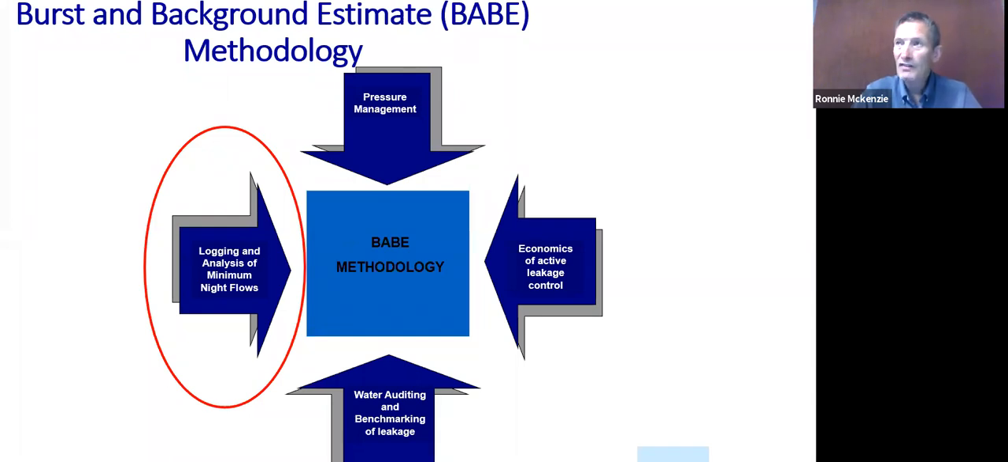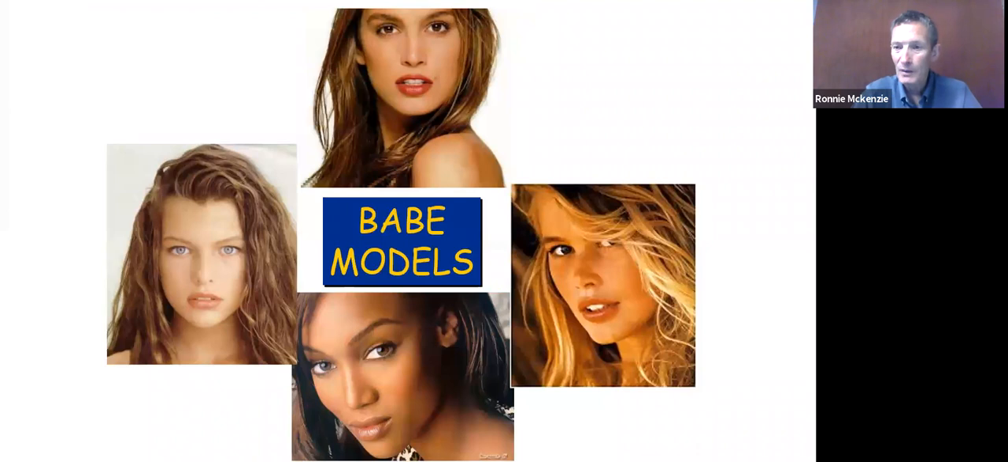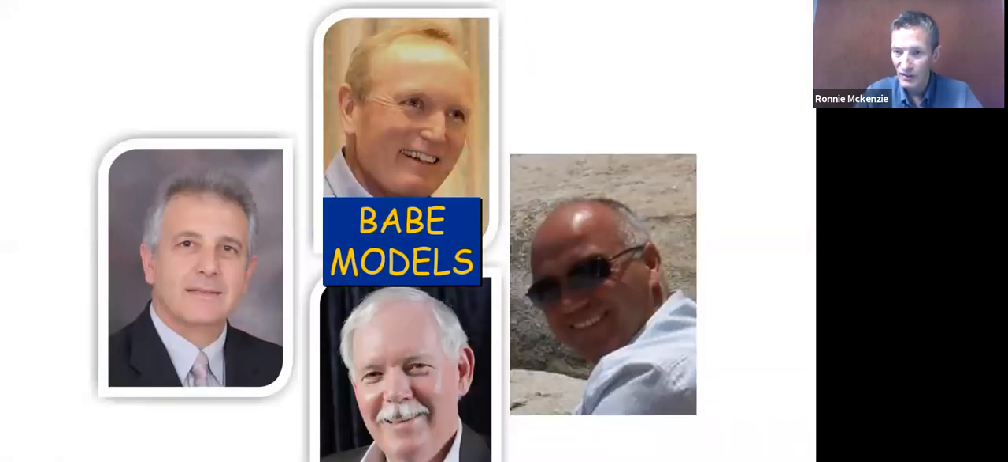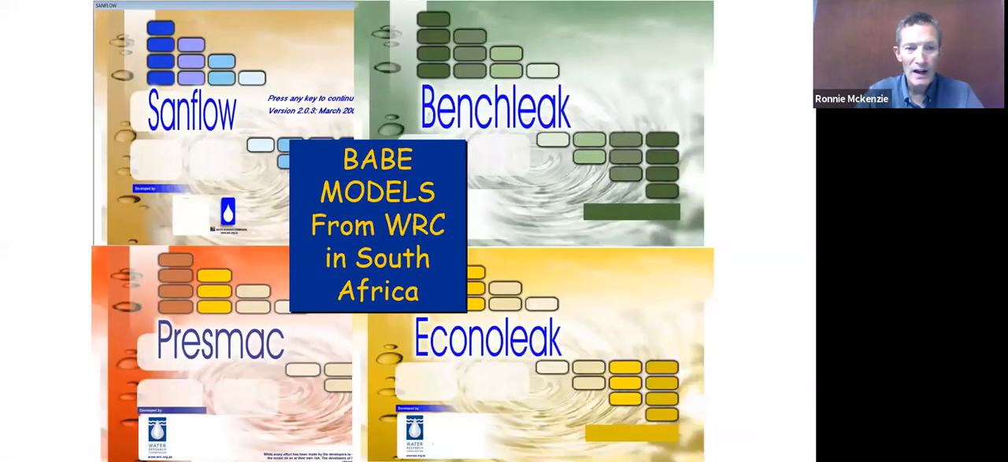But in South Africa, back in the early 1990s, Alan came over to South Africa and we developed our 4 models through the Water Research Commission. This slide's been replaced by a more politically correct slide. So we use this slide now for our 4 BABE models. And we have the 4 programs. We've got SANFLOW, which is a night flow analysis model. We've got BENCHLEAK, which is a water auditing and performance indicator model. PRESSMAC is your pressure management model, and ECONOLEAK is the economics of active leakage control.